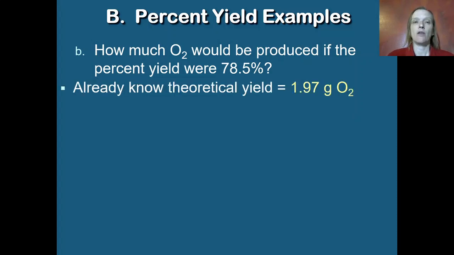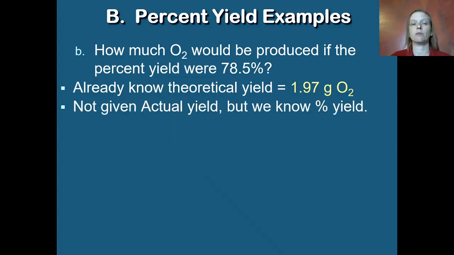Now, this is a follow-on from the previous example. Normally, if you just got a question like this, you would have to still do your step one the same. You would still have to calculate the theoretical yield. But for this problem, we've already calculated theoretical yield. On the previous slide, we know the theoretical yield is 1.97 grams. We're not given the actual yield, but we do know the percent yield.